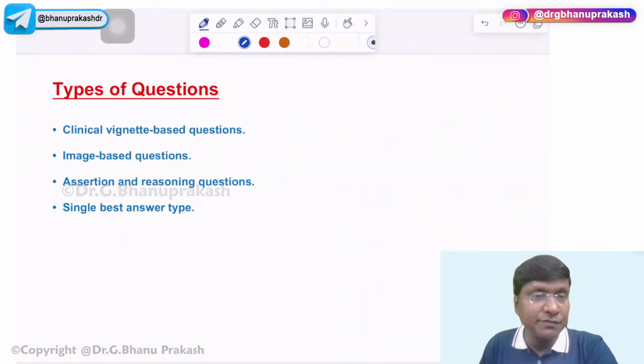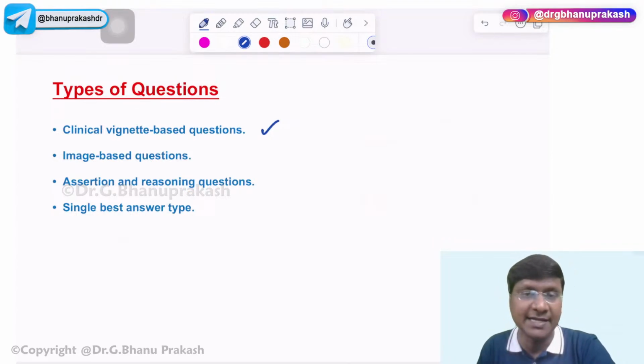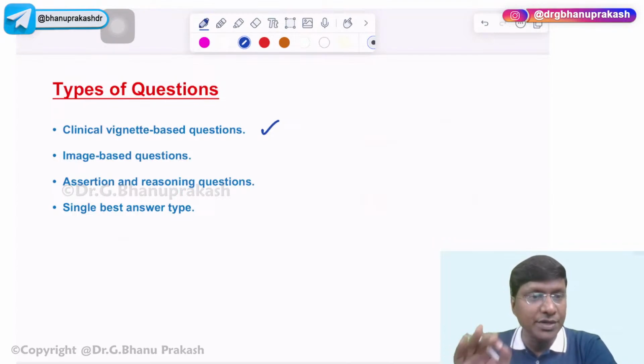Now, what are the types of the questions that can be asked? Very important are the clinical based questions, then image based, assertion and reasoning questions, and as well as the single best answer questions. Now, what are the topics that definitely you need to revise just before going to the exam related to general medicine?